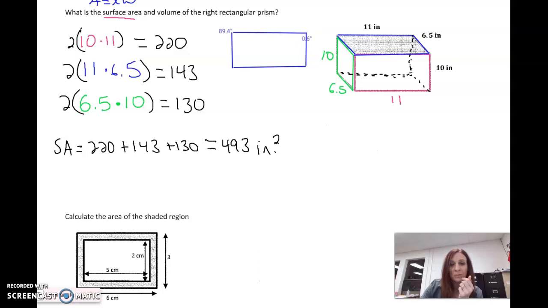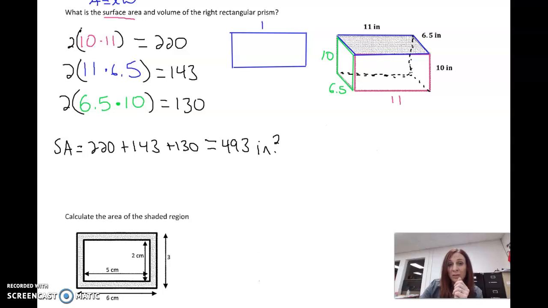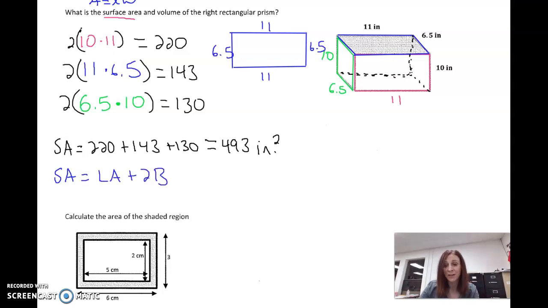Okay, what you do is you draw just this and you find two things. Our formula, I'll put it right here, is lateral area plus 2 times the area of the base. Capital B is area of the base.